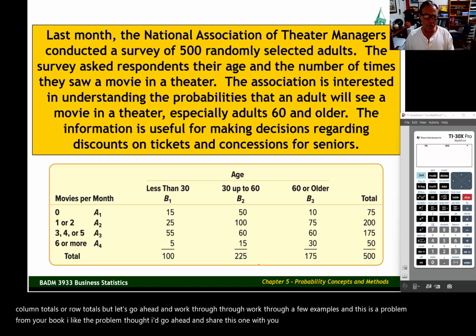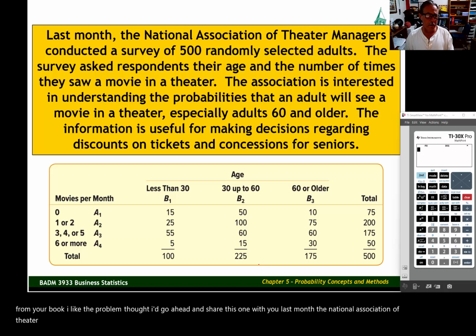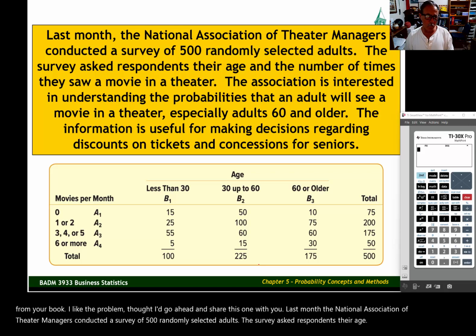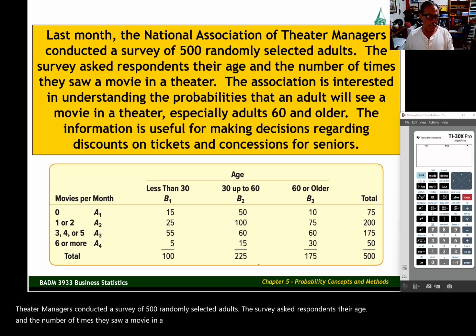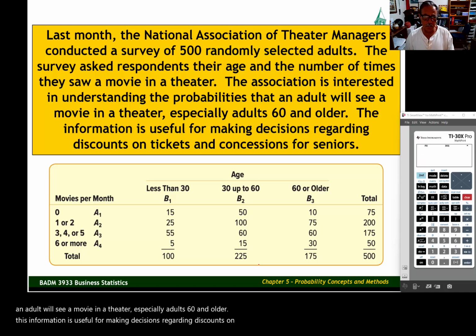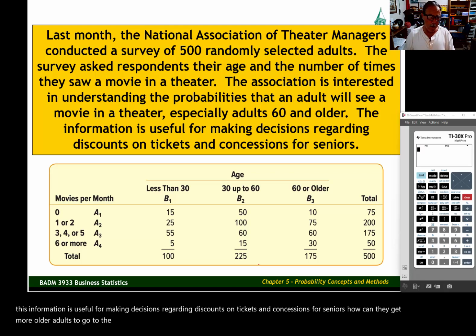Last month, the National Association of Theater Managers conducted a survey of 500 randomly selected adults. The survey asked respondents their age and the number of times they saw a movie in a theater. The association is interested in understanding the probabilities that an adult will see a movie in a theater, especially adults 60 and older. This information is useful for making decisions regarding discounts on tickets and concessions for seniors. How can they get more older adults to go to the movie theater would be one possible objective of this type of research.